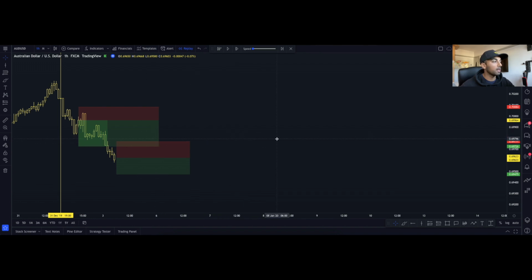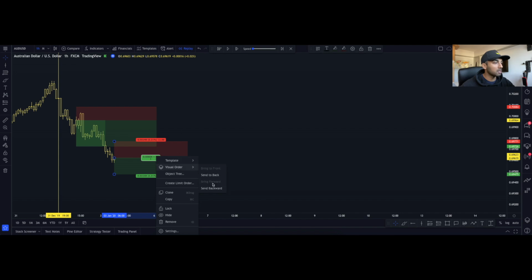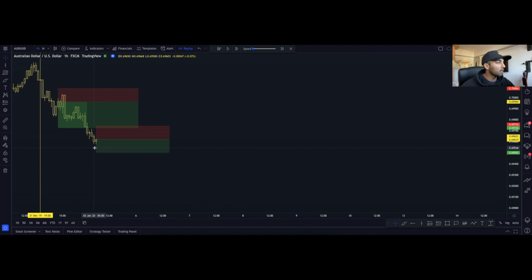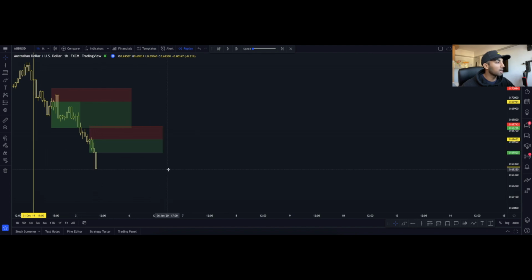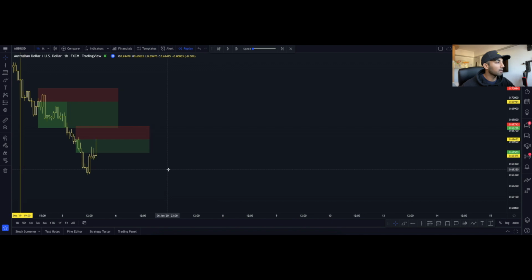So let's see what happens. Will we get tagged in? Will we not? Right, so we are just tagged in. Again, I need to change this to 12 pips. So, right, we've got 12 pips. So again, still got a risk on the table. Right, we have moved down, moved back up.